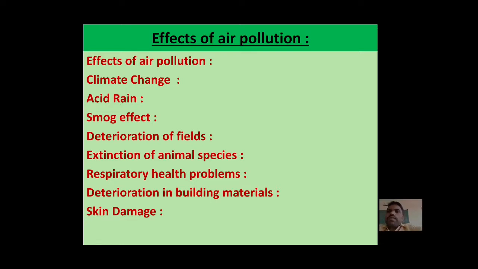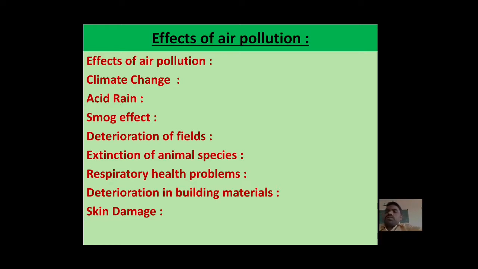And next one is acid rain. What is acid rain? First we'll see what acid rain is. Acid rain means when harmful gases, sulfur dioxide and nitrogen dioxide, enter into the atmosphere, where we can see water molecules. When these harmful gases react with water molecules, they come in the form of rain and reach the earth's surface.